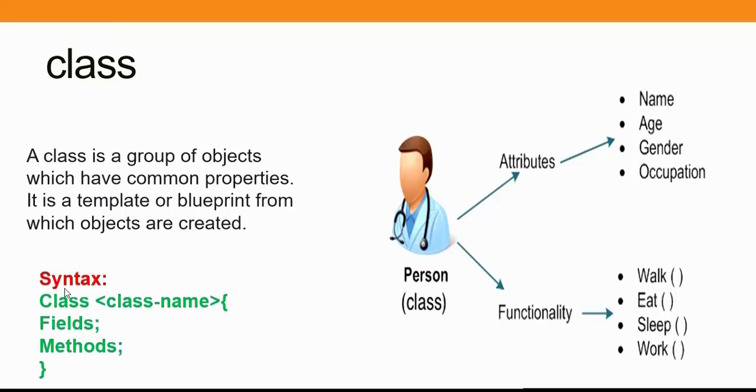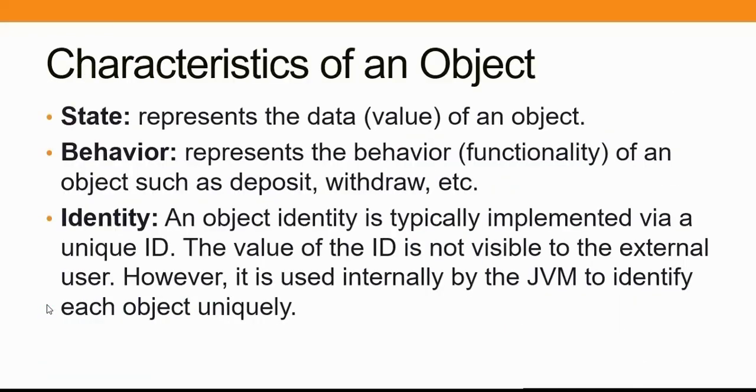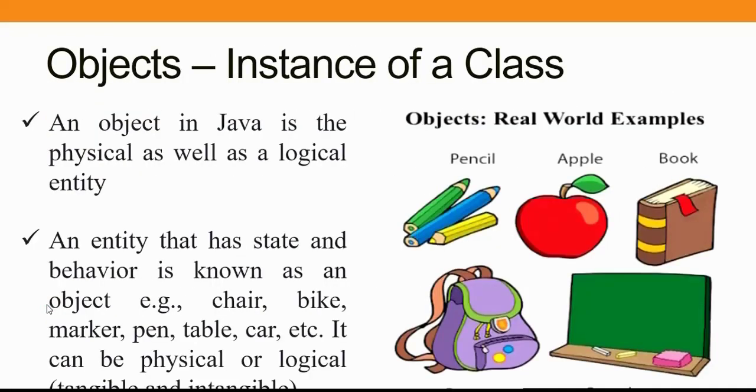Let me show you a simple program using class and object. We know a class is a group of objects which can have common properties. It is a template or a blueprint from which objects are created. So this is the syntax. An object in Java is a physical as well as a logical entity, an entity that can have a state and behavior, right? Let me show you this simple example of how to create class and object.